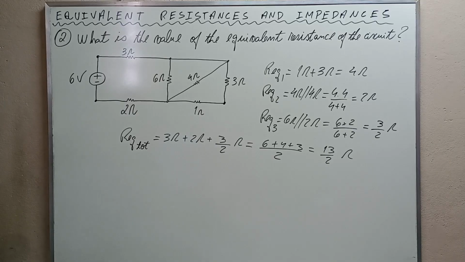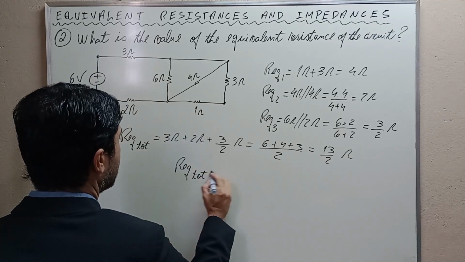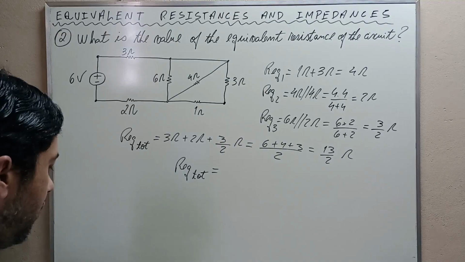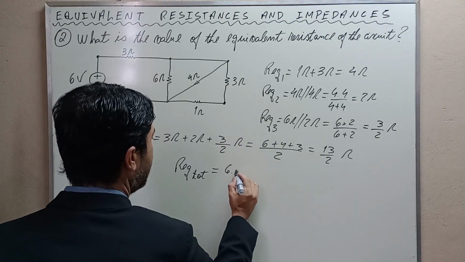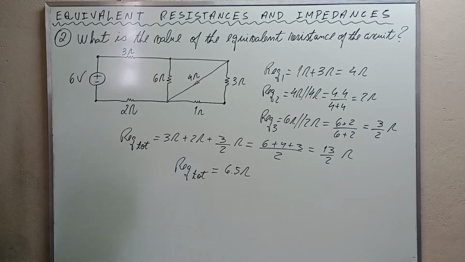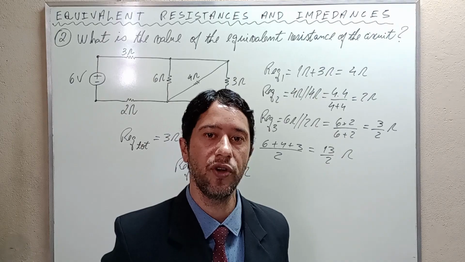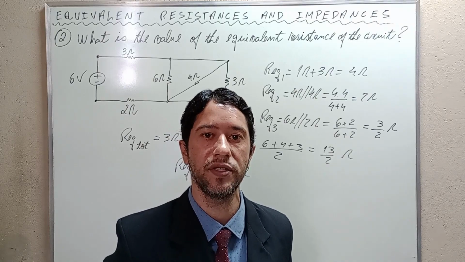Consequently, the total equivalent resistance of the circuit is 13 halves, or, if you prefer, the total equivalent resistance is 6.5 ohms. Okay, my friends? And this is all for the discussion of exercise number 2. Let's go to the next. Let's go to exercise number 3.